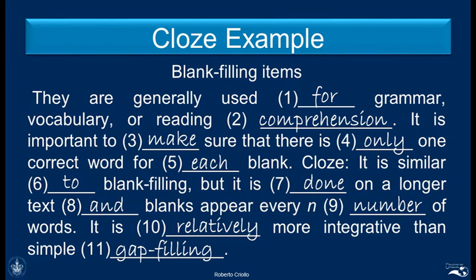So cloze is a very integrative, very communicative kind of item, and we'll find this kind of test item in exams such as Cambridge First, Cambridge Advanced, and Cambridge Proficiency, B2, C1, and C2 of the Cambridge examinations.